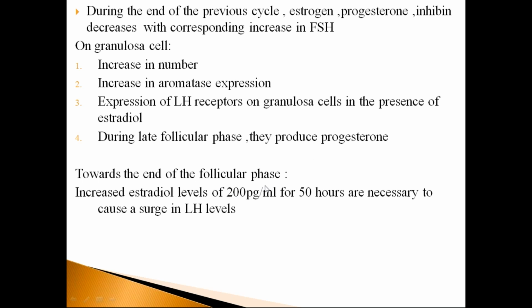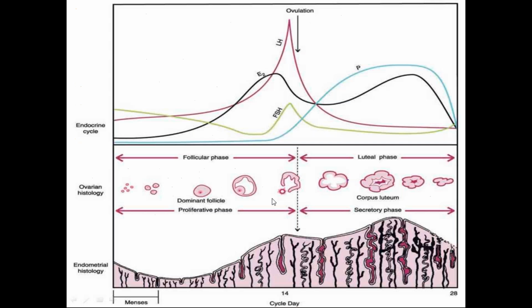Towards the end of the follicular phase, increased estradiol levels of up to 200 picograms per ml, maintained for 50 hours, are required for the LH surge to happen. So for the LH surge, which is required for ovulation, there is a prior estrogen surge. These are the hormonal changes which are happening here. This is the follicular phase, that is, the development of the follicle. You can see here the estrogen is picking up.